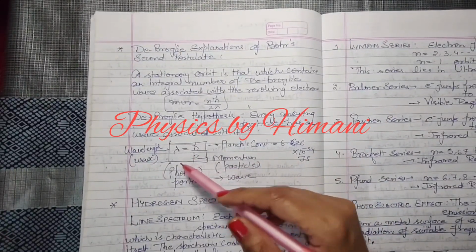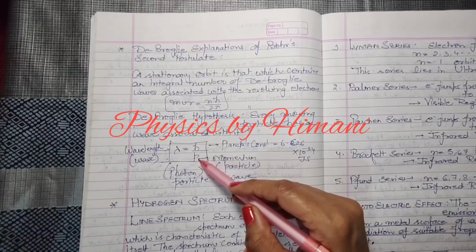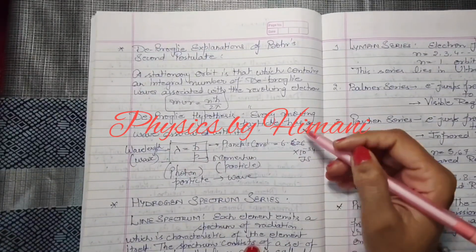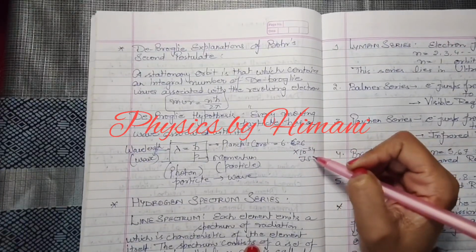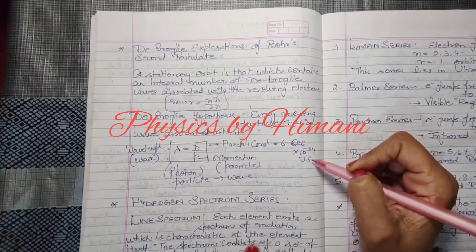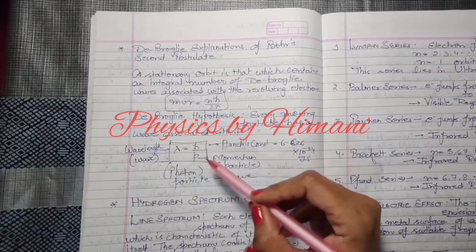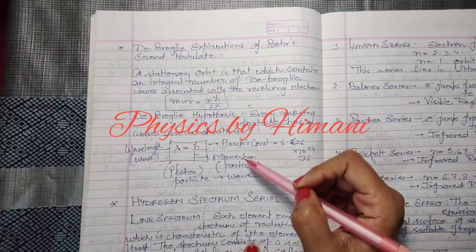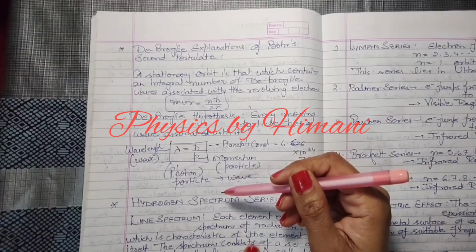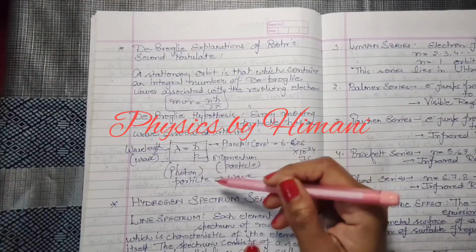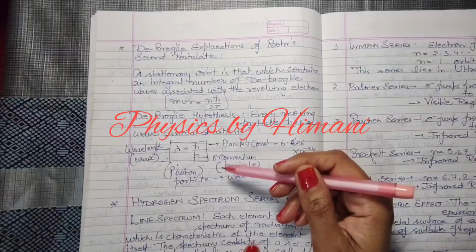The formula given by de Broglie is lambda is equal to h upon p, where h is Planck's constant. The value of Planck's constant is 6.626 into 10 raised to power minus 34 joule second. Lambda represents the wavelength, and p is the particle momentum. So what does the de Broglie hypothesis say? The particle has both wave nature and particle nature.